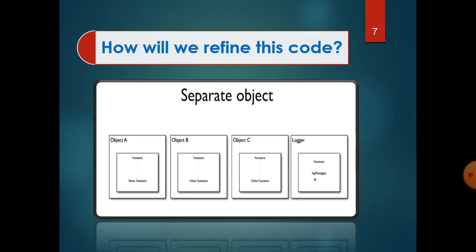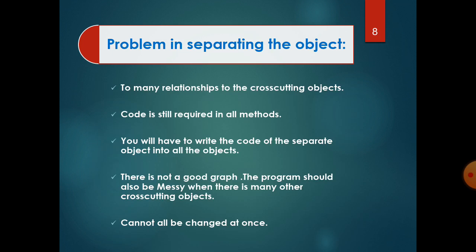So these are the different problems that were faced by the object oriented community: multiple relationships to different cross-cutting objects, and code required in all the methods. As you saw in the previous slides, we refine our code by separating the object, and then you also have to write the code for each separate object into all the objects with the help of some reference, as we discussed earlier.